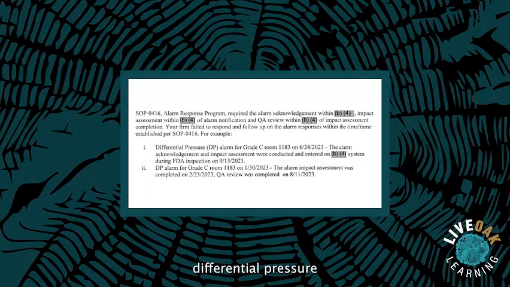For example, differential pressure alarm for grade C room 1183 on June 24, 2023. The alarm acknowledgement and impact assessment were conducted and entered during the FDA inspection on September 13, 2023. Differential pressure alarm for grade C room 1183 on January 30th, 2023. The alarm impact assessment was completed on February 23rd, 2023. QA review was completed on August 11th, 2023.